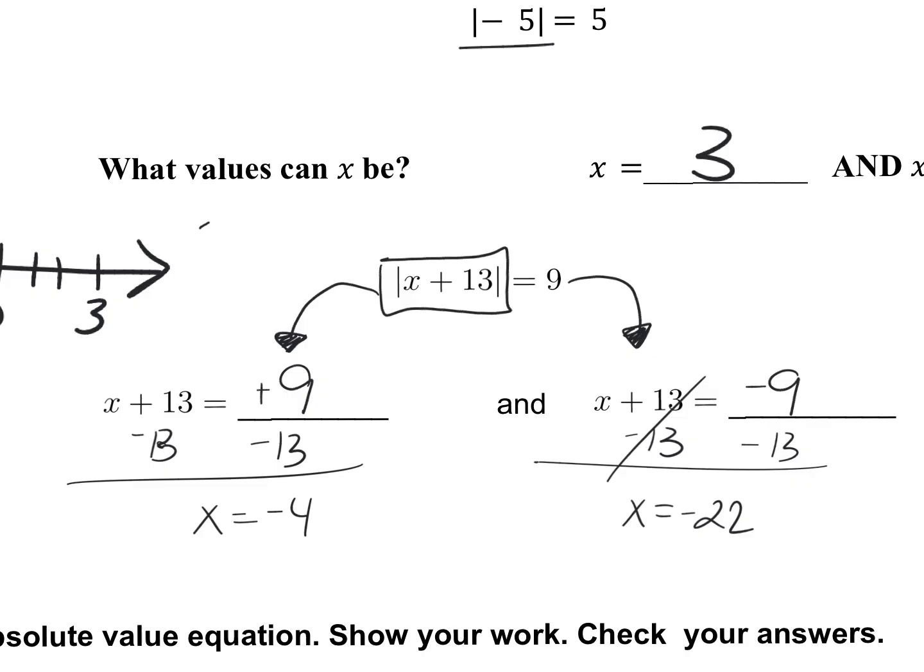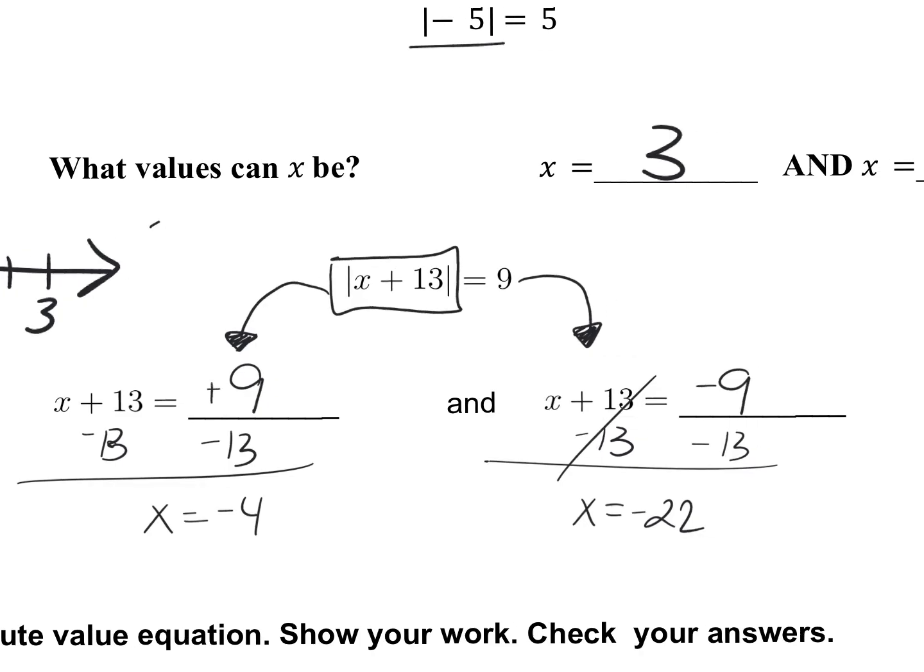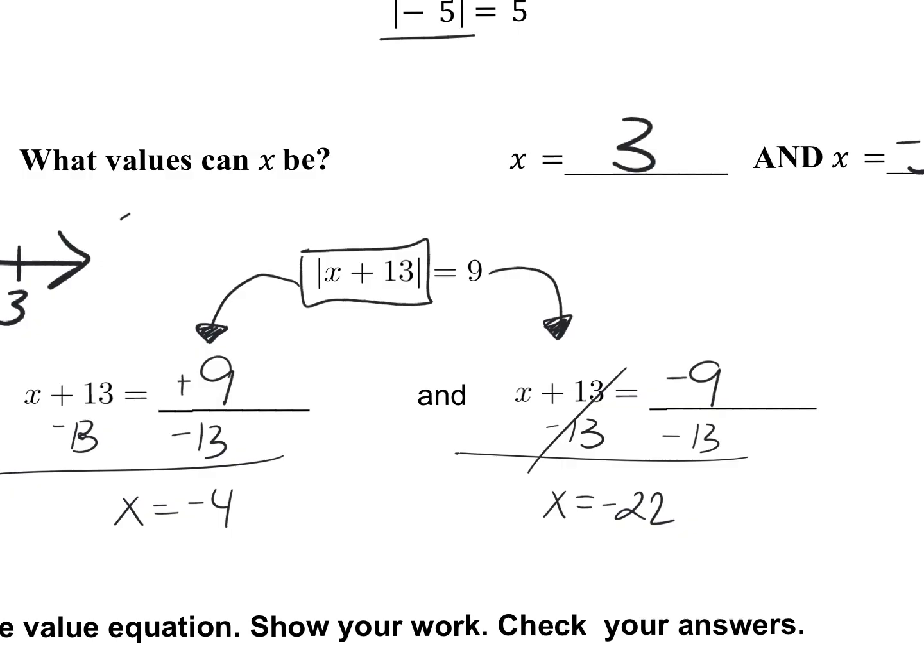So I want to make sure that these do in fact work. So I'm going to plug them back into our original equation to check them. So I have the absolute value of negative 4 plus 13 is equal to 9. And that absolute value is 9, so 9 equals 9, which is good. If I plug in negative 22, I get the absolute value of negative 9 is equal to 9, and that is also true, and both are good.